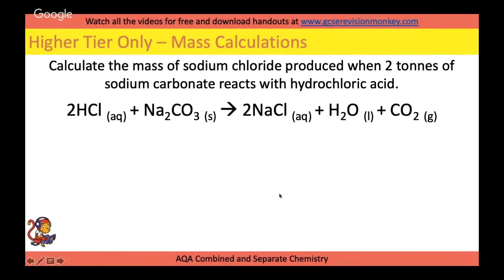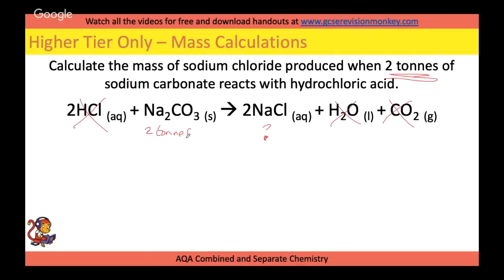So mass calculations. Let's calculate the mass of sodium chloride produced when 2 tonnes of sodium carbonate reacts with hydrochloric acid. So we want 2 tonnes. I always write it under here, it just helps me out. So 2 tonnes of sodium carbonate reacting with hydrochloric acid, and how much sodium chloride do we make? What we need to find out could well be on this side of the equation as well, it doesn't matter. But everything else, just put a cross through because you don't need to worry about that.